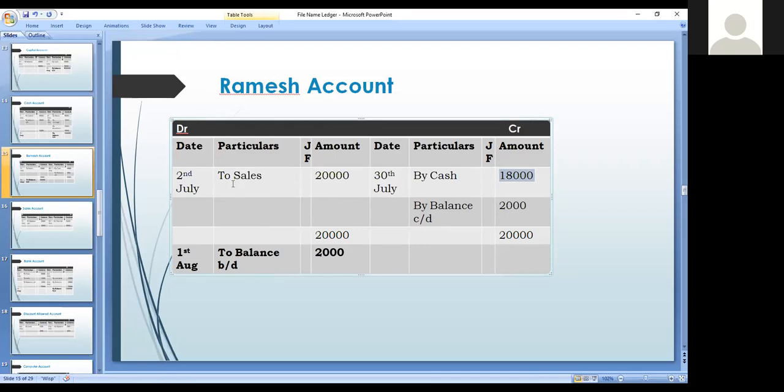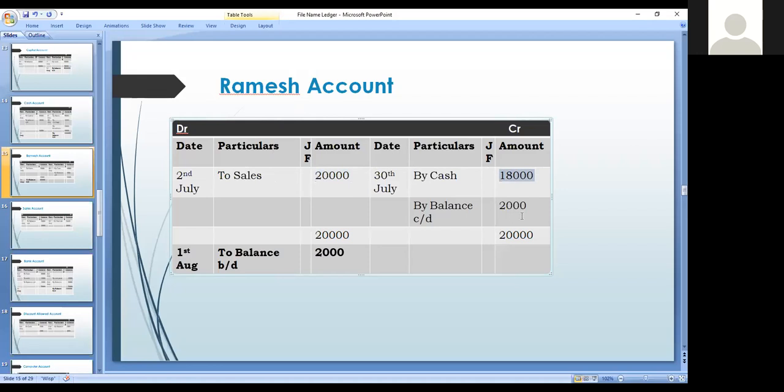Earlier we made an entry: sold goods to Ramesh 20,000. So the journal entry was Ramesh account debit to sales, 20,000. Ramesh account is a debit item, so we put 20,000 on the debit side and then put sales. Here we have received cash. The entry was cash account debit to Ramesh account. Here the Ramesh account is credit, so we are putting the amount on the credit side.